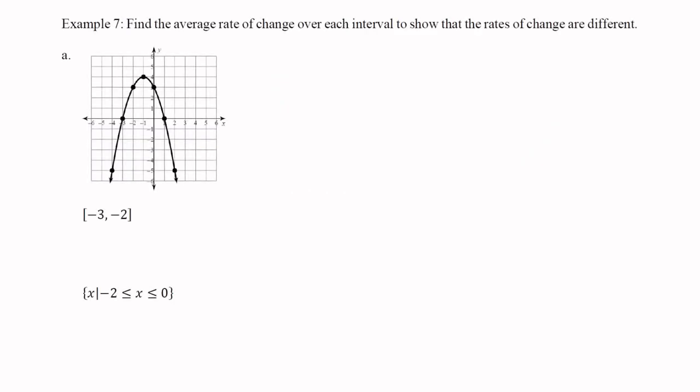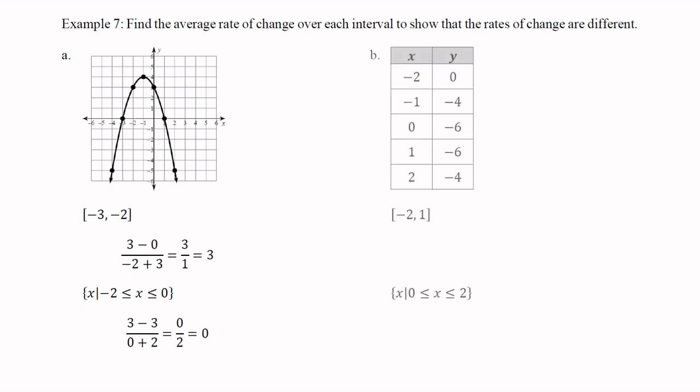We're going to find the average rate of change over each interval to show that the rates of change are different. So from -3 to -2, we find what our y values are, put in our rate of change, and we get 3 over 1, which is 3. From -2 to 0, we put in our y's that go with those x values, and we get 0 as our rate of change. So since our rate of change is different, then we know, first of all, it's not linear. So that does point to it either being quadratic or exponential. And in this case, it is quadratic. We've just shown that it does not have the same rate of change.